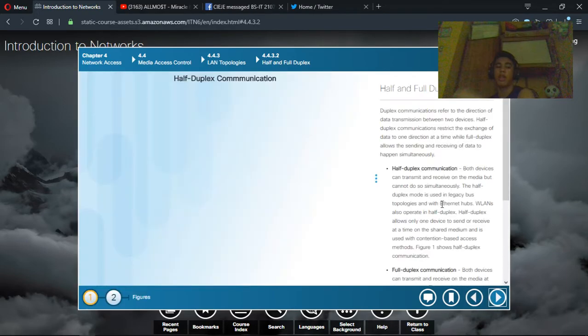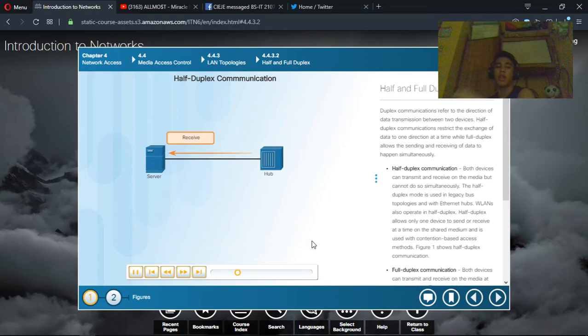Half and full duplex. Half duplex alternates the process of sending and receiving a message, and in full duplex they are both sending and receiving at the same time, every time there's a message.